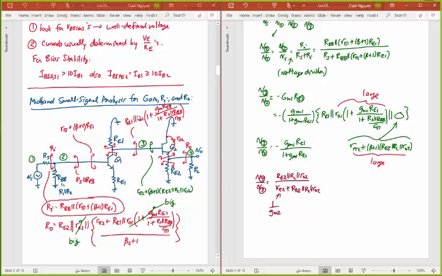Now, in general, this is much greater than RE2, right? RE2 is 1 over GM, and remember, 1 over GM, that's a small value. That's on the order of 25 ohms. So in this case, if these resistors are much bigger than that, then this gain is pretty much 1. And that's what this thing does. This is an emitter follower. It gives you a gain of about 1 in the end.